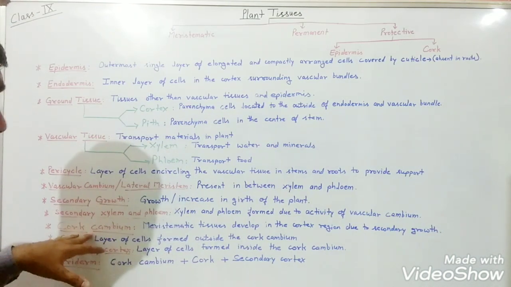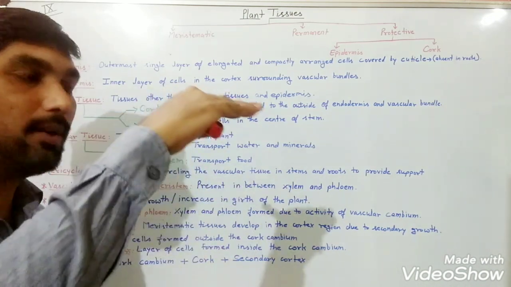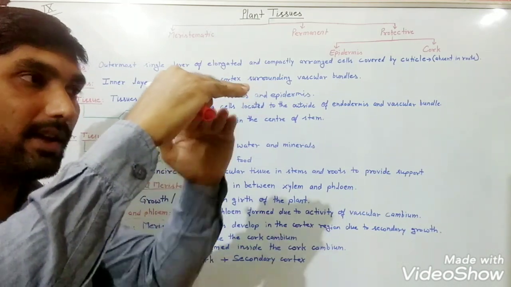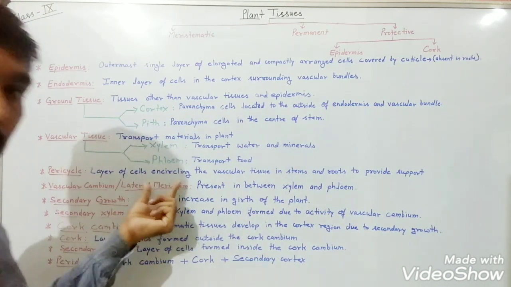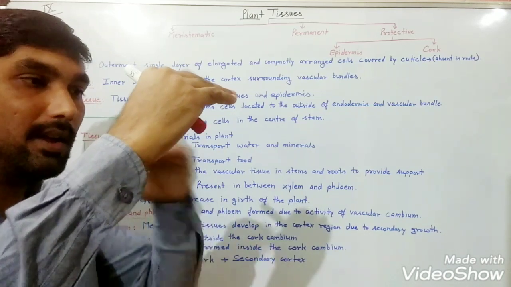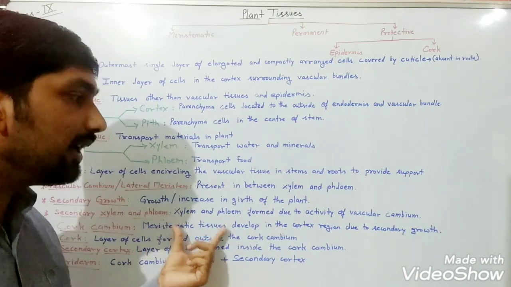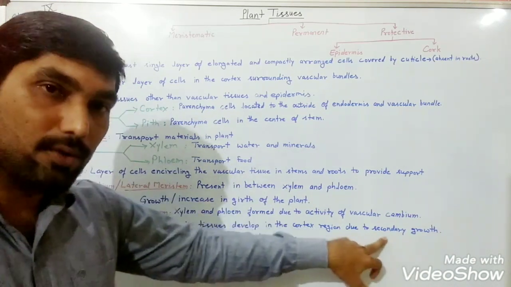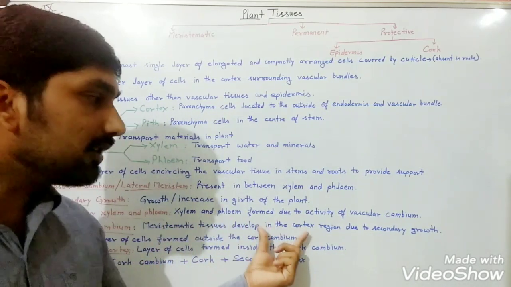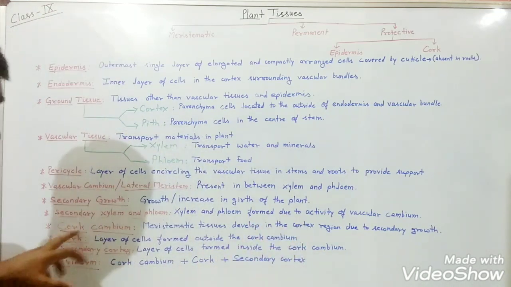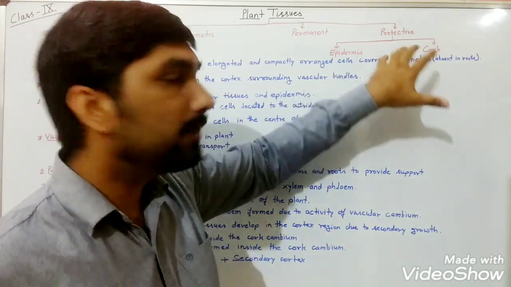Now the next word is cork cambium. As we have seen, the cortex is the region in between the epidermis and endodermis where parenchymatous cells are present. Cambium means meristematic tissues. If meristematic tissues are present in this cortex region, that is known as cork cambium, and this develops during secondary growth. So due to secondary growth, the new meristematic tissue developed in the cortex region is known as cork cambium.